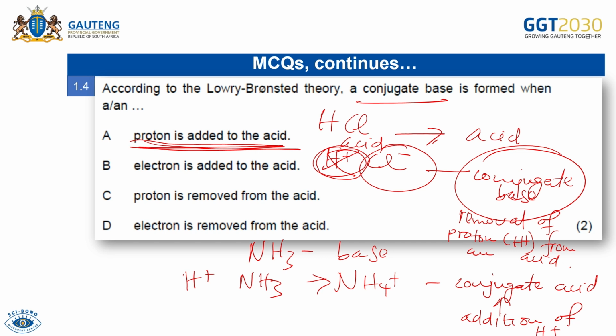Proton is added to an acid. We cannot add a proton to an acid because according to Lowry-Bronsted, an acid is the proton donor. We can only remove a proton from an acid, not add it. We only add a proton to a base. So this is completely out. We can never have something like this when it comes to Lowry-Bronsted theory.